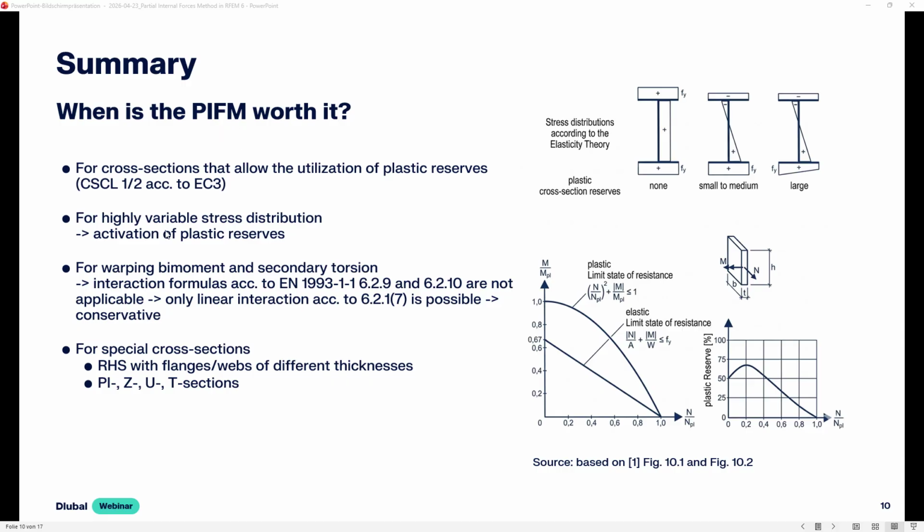But if there are multiple internal forces like combined normal force, bending, and maybe even biaxial bending, then you can see that not every part of the cross-section is utilized to the yield strength. And in this case, we have bigger plastic reserves, and the use of the PIFM will be worth it and lead to lower utilizations compared to the elastic design.